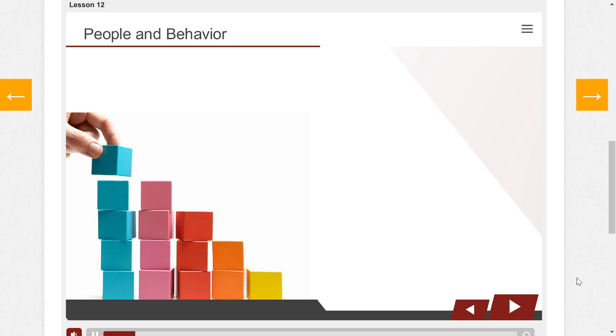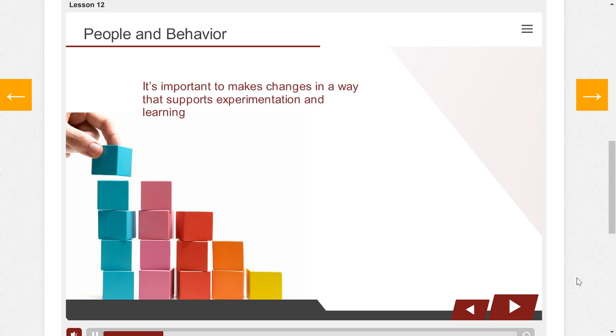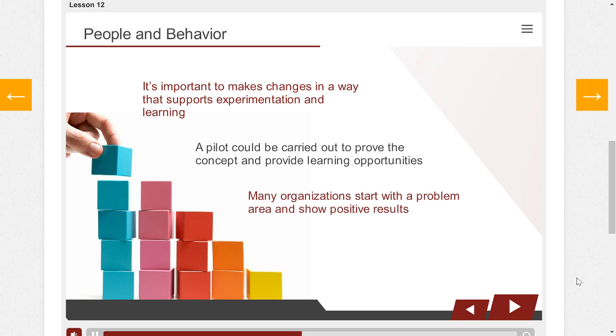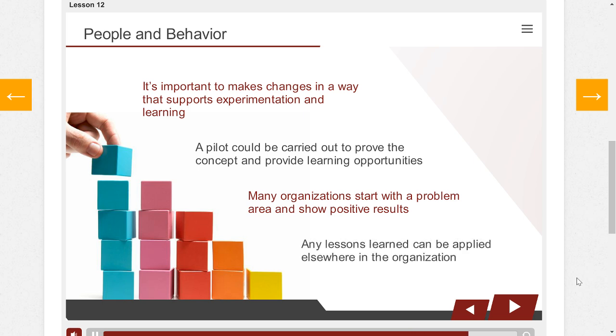In the spirit of DevOps, it's important to make changes in a way that supports experimentation and learning. A pilot could be carried out to prove the concept and provide some useful learning opportunities. Many organizations start with a service or application that is causing problems and show positive results that can be achieved by taking a different approach and looking at things in a new way. Any lessons learned during the pilot can be applied elsewhere in the organization.